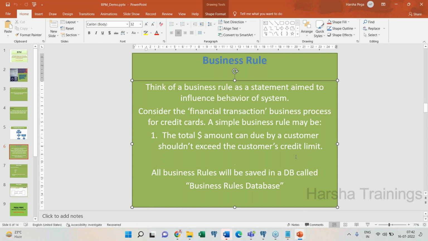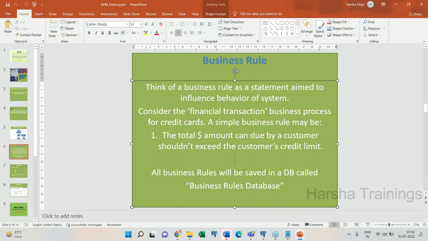I'll tell you an example. I have a credit card. I went to a purchase center. I have purchased for 5 lakh rupees. My credit card limit is only 3 lakhs. Now I am trying to pay a 5 lakh rupee bill using my credit card, which has a limit of 3 lakh rupees. Then what will happen?